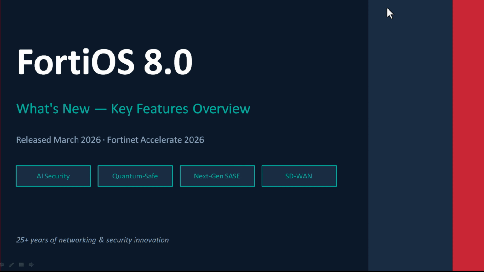So in this video we will discuss the new release of FortiOS 8. So are you ready? Let's get started. As you may know, Fortinet released its new version FortiOS 8 in March 2026. Here we're going to see what's new and the key features of this version. As you can see on this slide, we'll focus on four domains: AI security, quantum safe, next generation SASE, and SD-WAN. Let's begin discussing each new feature.